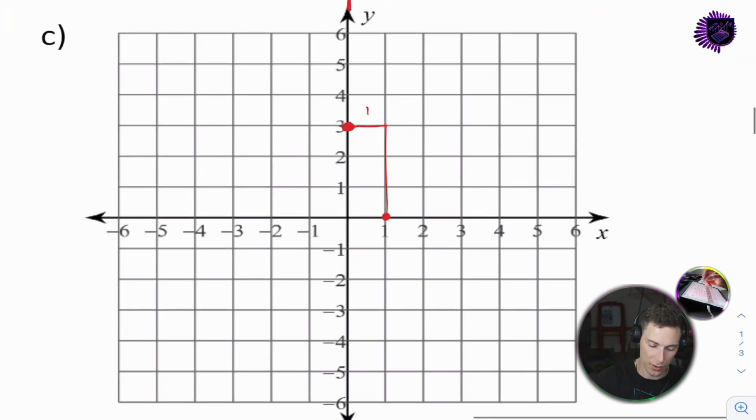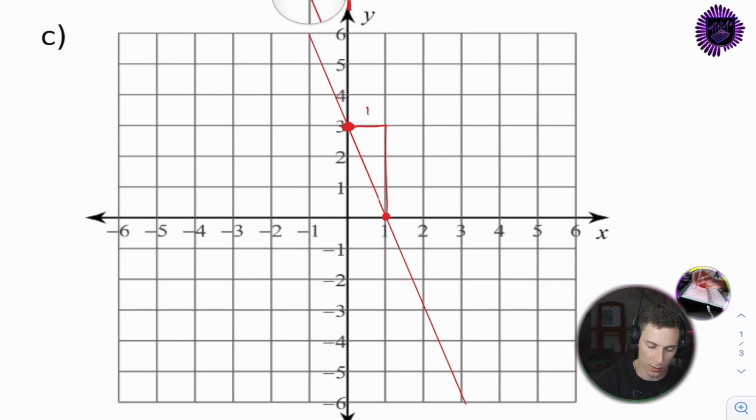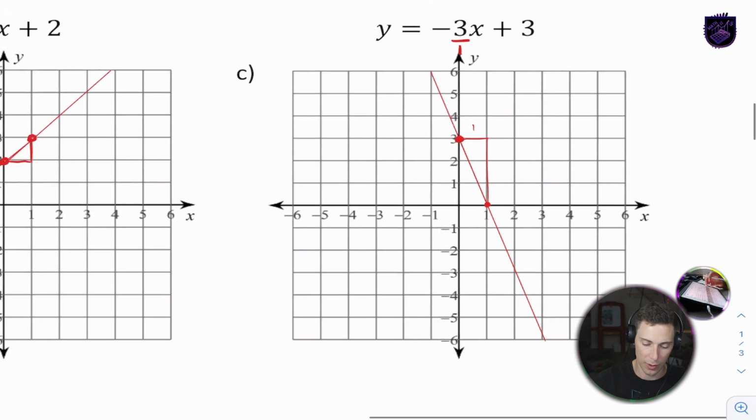Once we have 2 points, we can graph it, of course. So we can go right through those 2 points, all the way across our graph, and all the way back. Use a straight edge for this. Use a ruler or just a nice measuring device to draw that straight line.